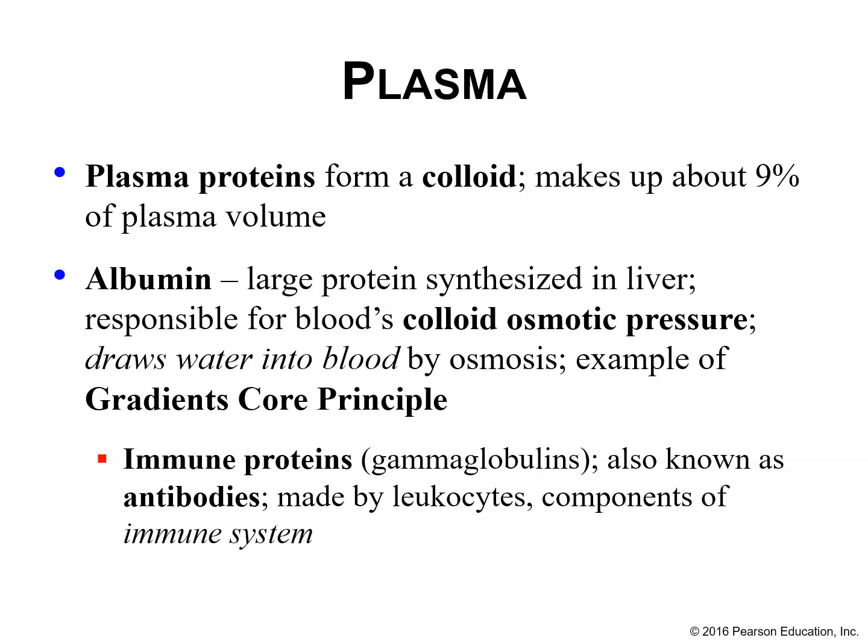And then we also have immunoglobulins, or immune proteins, also called antibodies, which are made by many of your leukocytes, which are a very important part of your immune system. These are also present in the plasma. Of course, they're transported to your tissues, and they're going to be important in fighting infection.